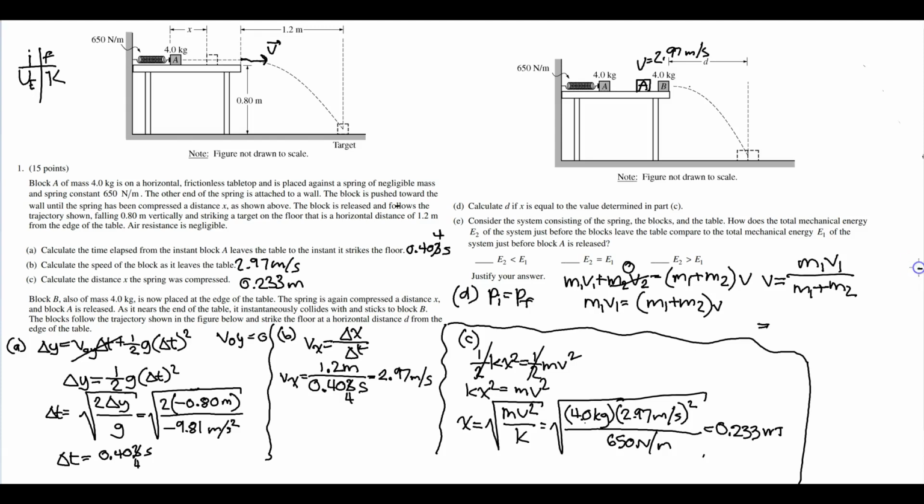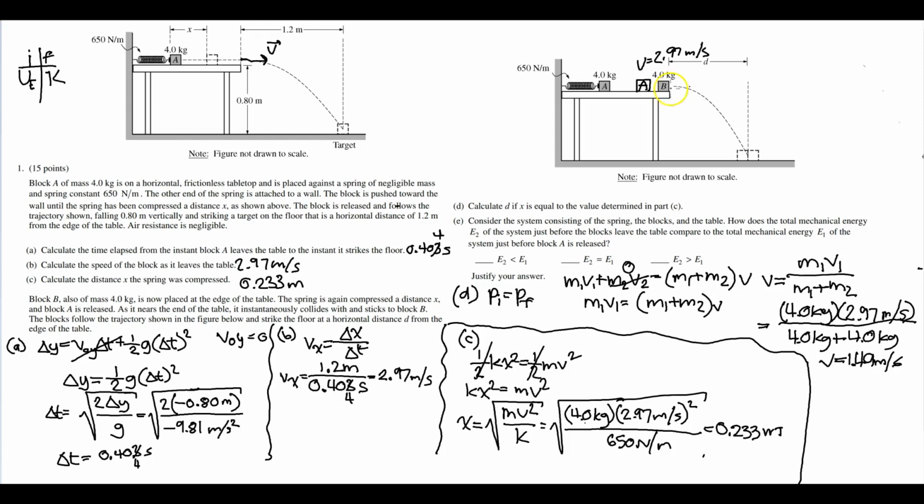That gets us, M1 is 4 kilograms. And V1 is 2.97. So it's the instant before it collides, that's V1. Then we add the masses together: 4.0 kilograms plus 4.0 kilograms, and we get V is equal to, let me plug into my calculator, 4 times this over here, divided by 8, 1.49 meters per second. So that will be the velocity of the two block mass, the combined mass.